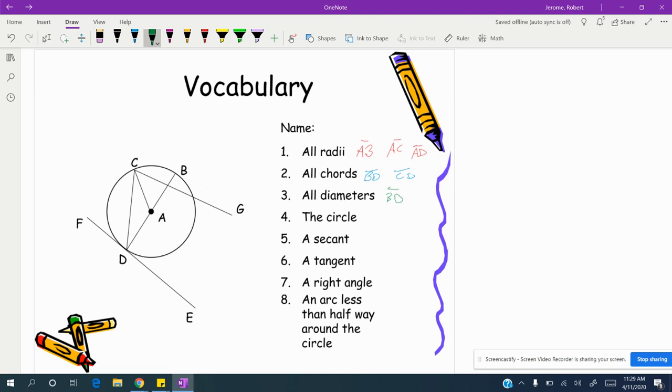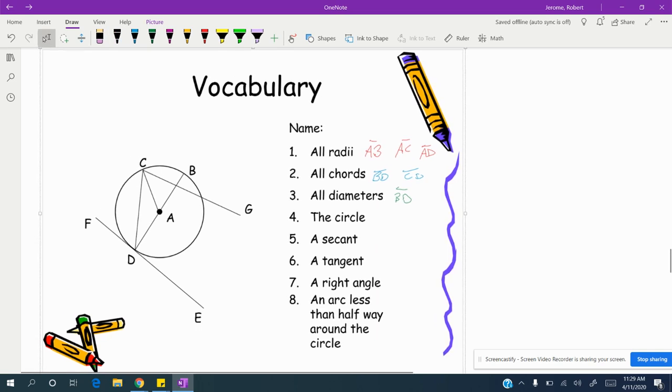Next, we're asked to name the circle. And the circle is always named by its center point. So we've got circle A. Put a little dot in the middle there, A. Remember to have that little dot in the middle so it doesn't look like OA.